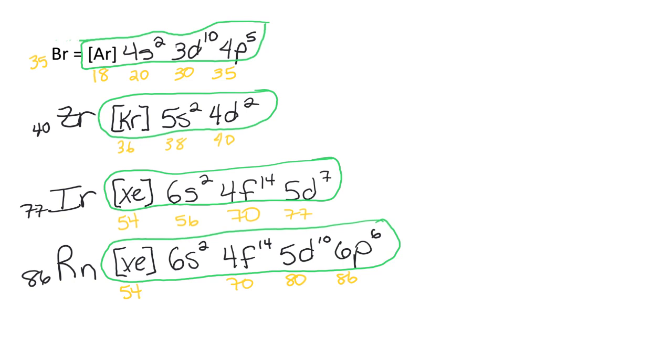Now you can do the electron configuration practice problem number 4. All of that involves noble gas shorthand. So good luck. Bye.